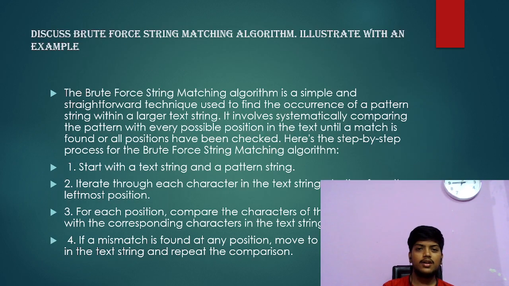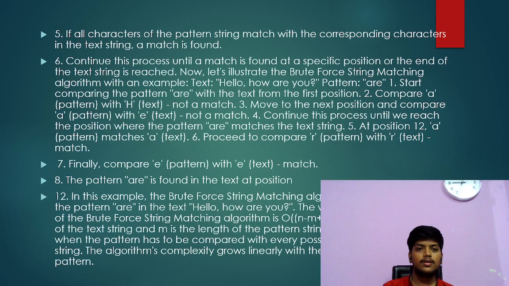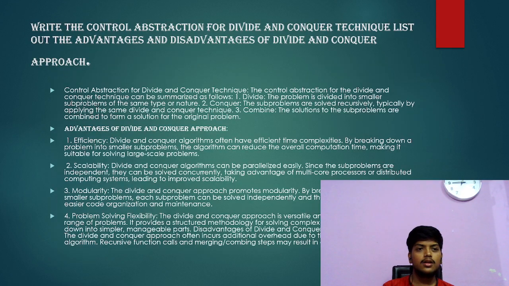Disadvantage of divide and conquer. The eighth one is: write the control abstractions of the divide and conquer technique, and list the advantages as well as disadvantages. So, what is the control abstraction for divide and conquer? It can be summarized as follows.